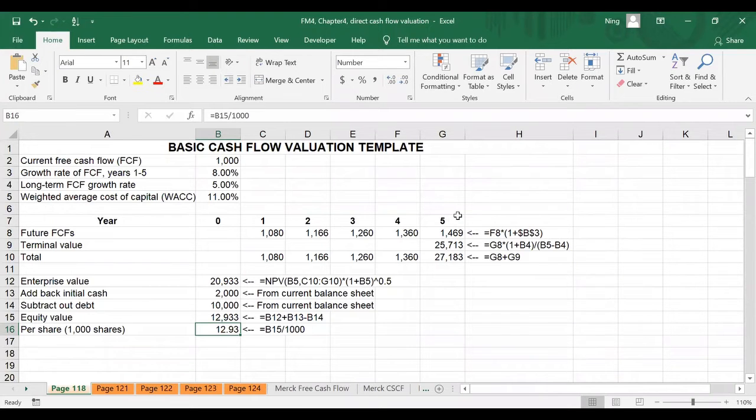Now that you're familiar with the basic cash flow valuation template, let's look at an example. Based on this template, in order to forecast future cash flows, you have to know what is the current free cash flow at year 0. If the current free cash flow is not known, then how do you estimate it? This example in the following shows you a quick way to calculate historical free cash flows using the statement of cash flows.